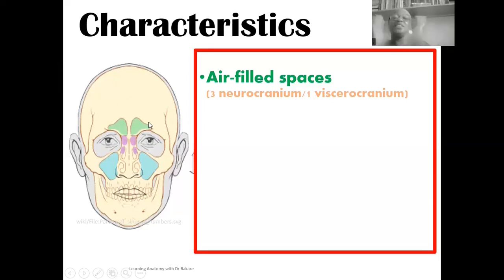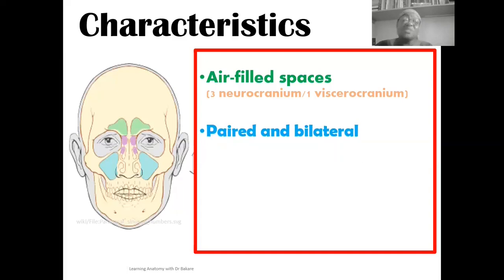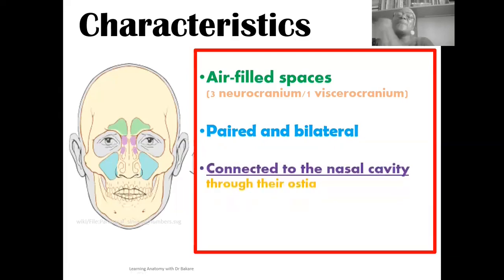Those are the 3 neurocranial bones that create air-filled spaces referred to as paranasal sinuses. While 1 viscerocranial bone, which is the maxillary bone here, is seen to contain an air-filled space referred to as a paranasal sinus. They are paired, as we've stated, which means that there are 2, and they are also bilateral, which means that you have 1 on the right and 1 on the left. So for all the 4 paranasal sinuses, you have 1 on one side and another one on the other side.